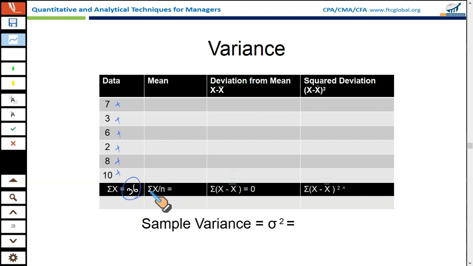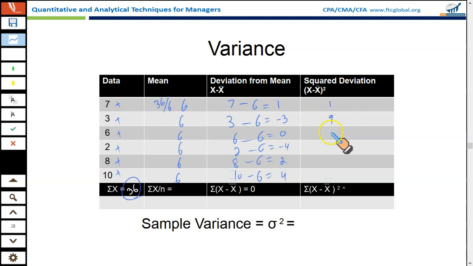And then we calculate the mean. That is 36 divided by the number of months, 6. Mean is 6. Next we calculate the deviation from the mean. That is 7 minus mean, 3 minus mean, 6 minus mean, 2 minus mean, 8 minus mean, and 10 minus mean. So we got the deviations. Deviation squared: 1, 9, 0, 16, 4 and 16. Sum of the squared deviations is 46.